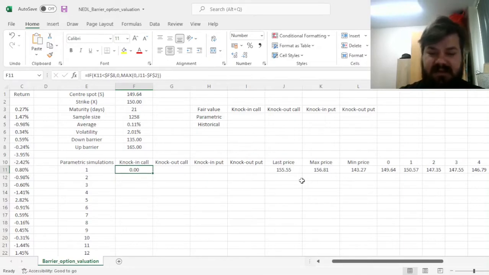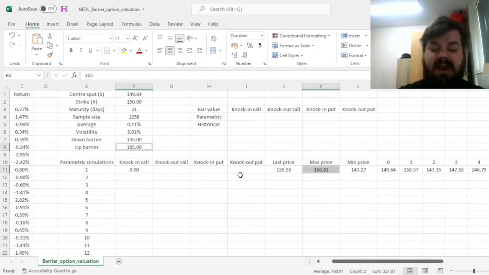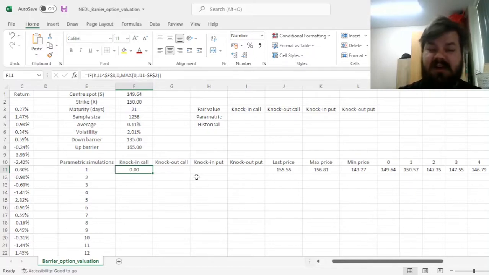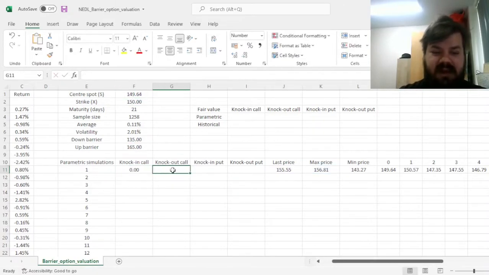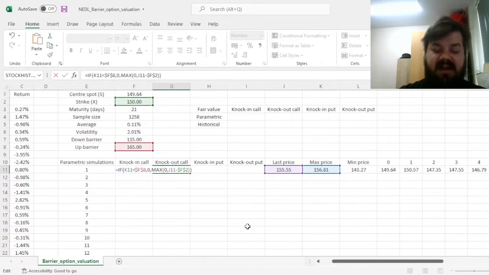So here we see in this particular simulation, given that the max price is below the barrier, even though the last price is above the strike, the knock-in call remained inactive, so we couldn't exercise it and gained a payoff of zero. For the knockout call, we can copy this formula and tweak it slightly, reflecting the fact that if the max price is greater or equal to the up barrier, so if this barrier has been reached at some point, then the option will become inactive, and otherwise it would be a conventional long call.